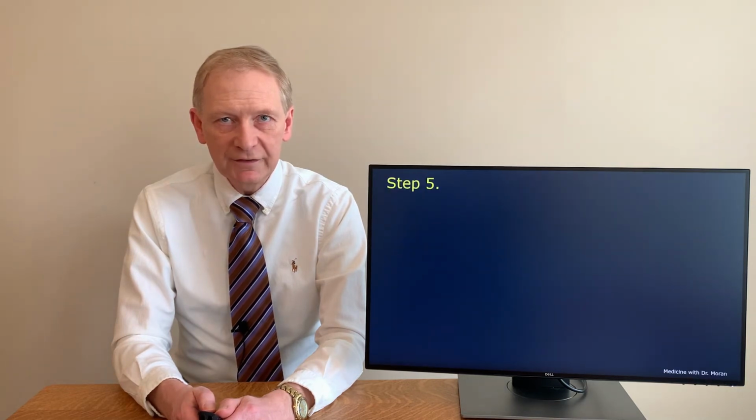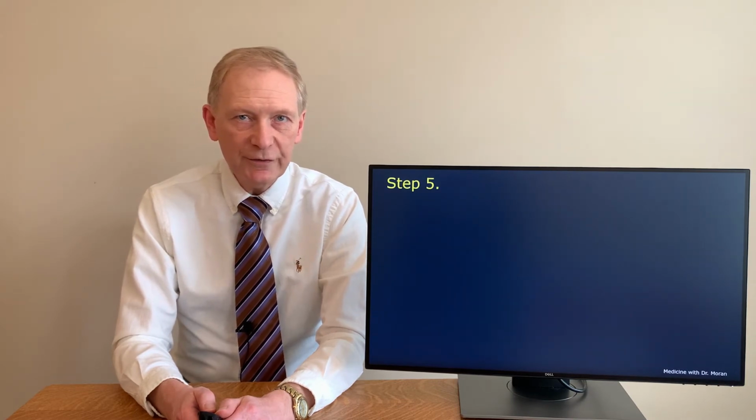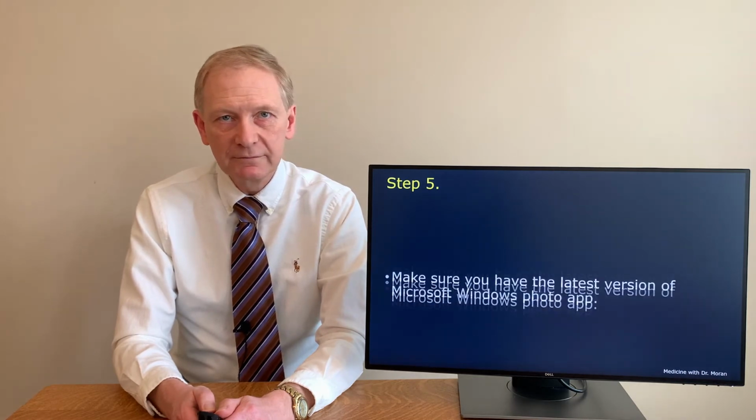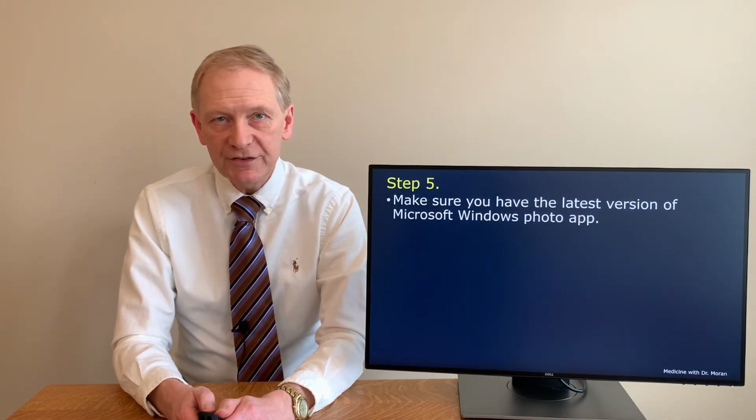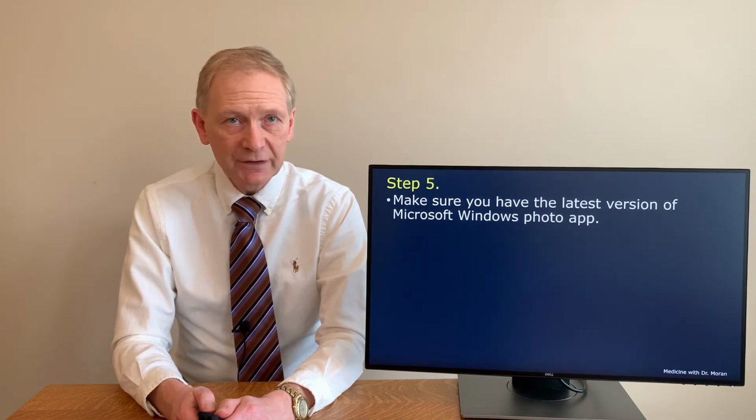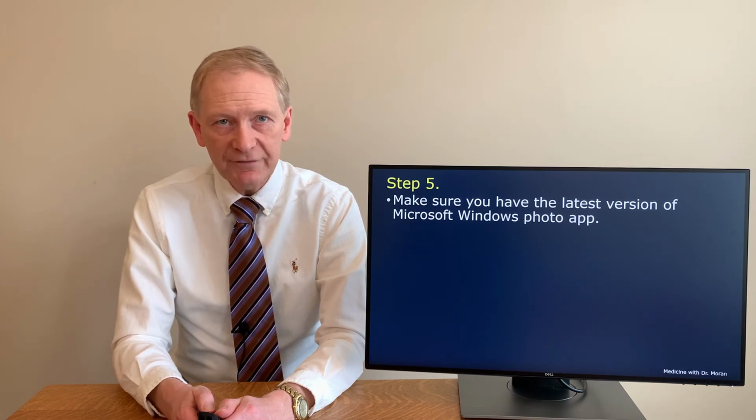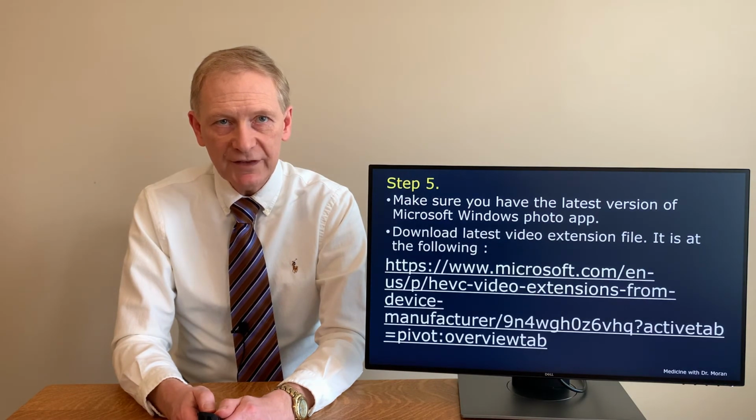Step number 5. Make sure that you have the latest version of Microsoft Windows Photo app. Go to the Microsoft Store and download the free Photo app. Go to the Microsoft Store and download the latest video extension file. This is on my slide. This is a free app. This will allow you to play high-efficiency coding videos in any video app on your Windows 10 device.